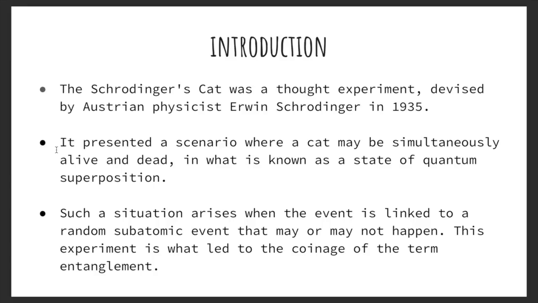The Schrodinger's cat was a thought experiment devised by the Austrian physicist Erwin Schrodinger in 1935. It presented a scenario where a cat may be simultaneously alive and dead in what is known as a state of quantum superposition. Such a situation arises when the event is linked to a random subatomic event that may or may not happen. This experiment is what led to the coinage of the term entanglement.